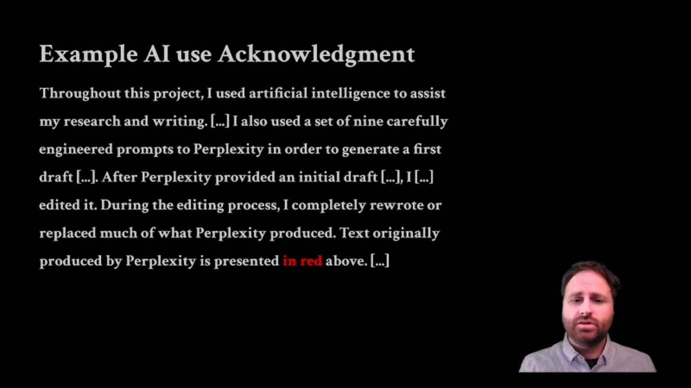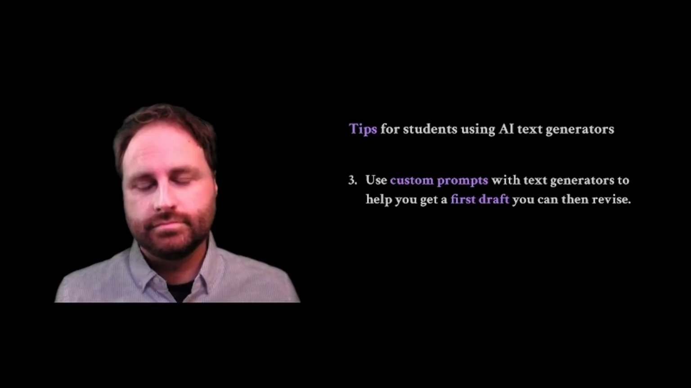After Perplexity provided an initial draft of each section of the paper, I combined them into one text and extensively edited it. During the editing process, I completely rewrote or replaced most of what Perplexity produced. Text originally produced by Perplexity is presented in red. The resulting text contains only a small portion of sentences or phrases initially produced by the AI text generator.